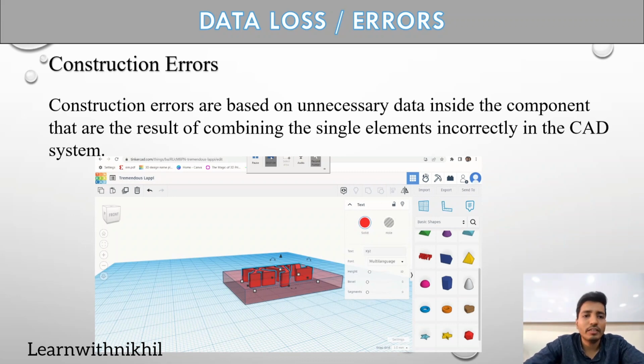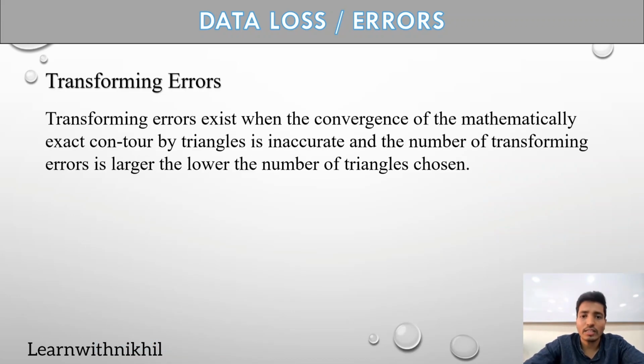Moving forward, the next type of error is the transforming error. Transforming error is nothing but the conversion of a mathematically exact contour into triangles, so the joining of the triangles. While converting or downloading the STL file, you have to convert an entire diagram into triangles. While converting into triangles, there might be some losses, or some triangles will be inaccurate. The triangles will not be present in some of the parts. Those are called transforming errors. So while converting from one format to another, there might be some losses. Those are called transforming errors.